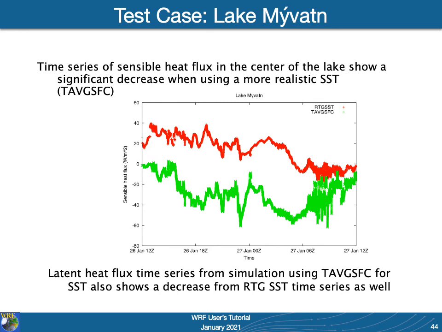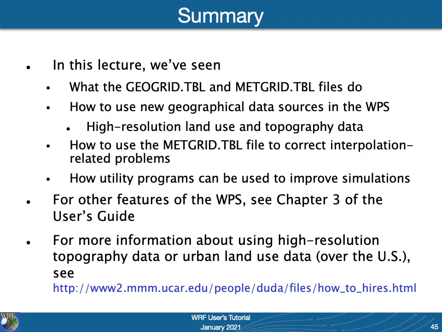And we were able to do this by making use of one of the utility programs that comes with the WPS. So in summary, in this lecture, we firstly looked at both the geogrid table and the metgrid table, and we've got an understanding now of what these files do. We've seen some examples of how we can ingest new geographical data sources into the WPS, and the specific examples were high-resolution land use and topography data. We've also seen how we could use the metgrid table to correct interpolation-related problems that might arise when we introduce new sources of meteorological, either atmospheric or land surface, data sets. And we've seen how we can make use of just one of the utility programs that's provided with the WPS to hopefully improve our simulation.